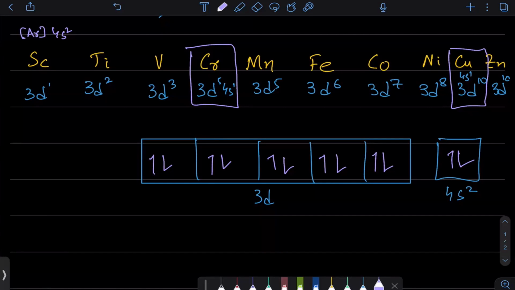Now, how about the ions? When we remove electrons from those, how do those electrons come out to be? So if you look over here, let's start with, I don't know, let's start with zinc. So zinc has 2 electrons in the last shell.